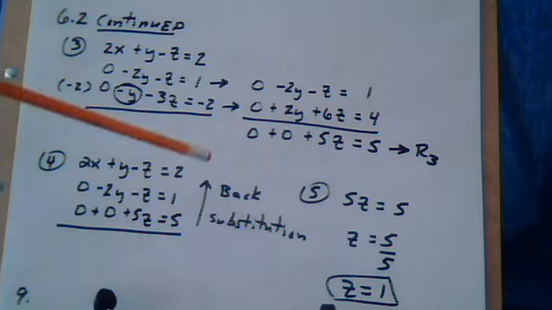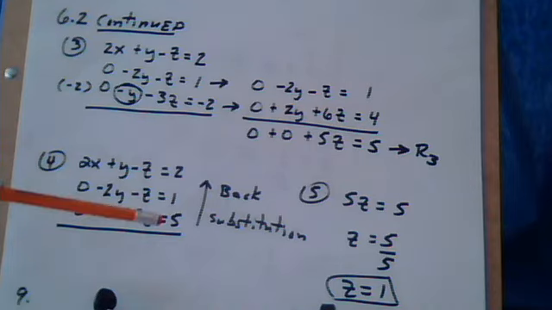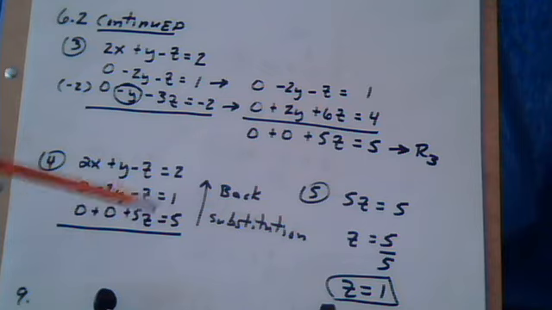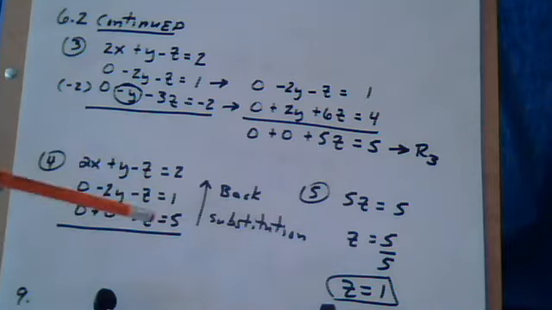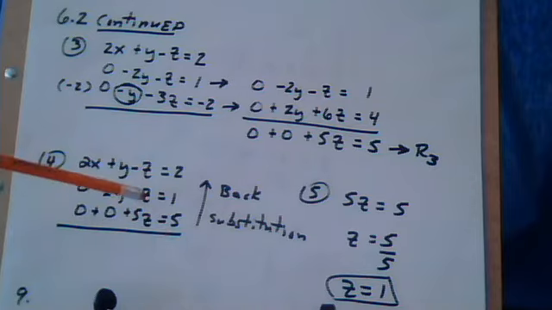Now back substitute. Back substitute means you start from the bottom and go up. And we start from the bottom because the third equation has only one variable to solve for. So you solve for that variable. Turns out to be z is 1. That means all these z's are 1. So now we're going to pass that z equal 1 to the second row so we could solve y.